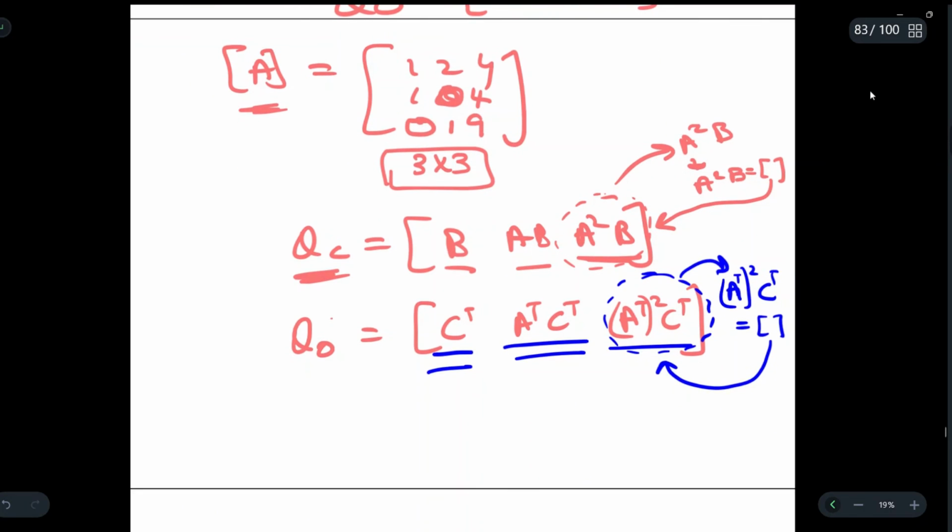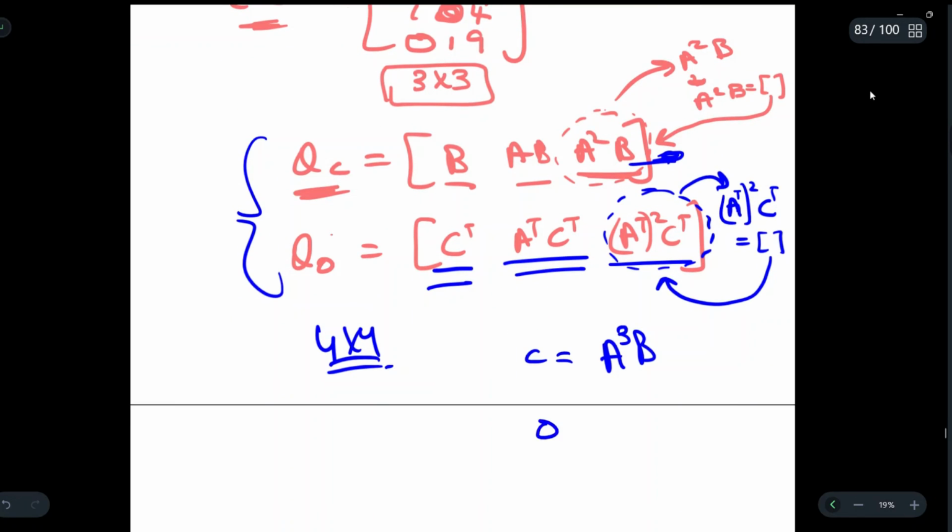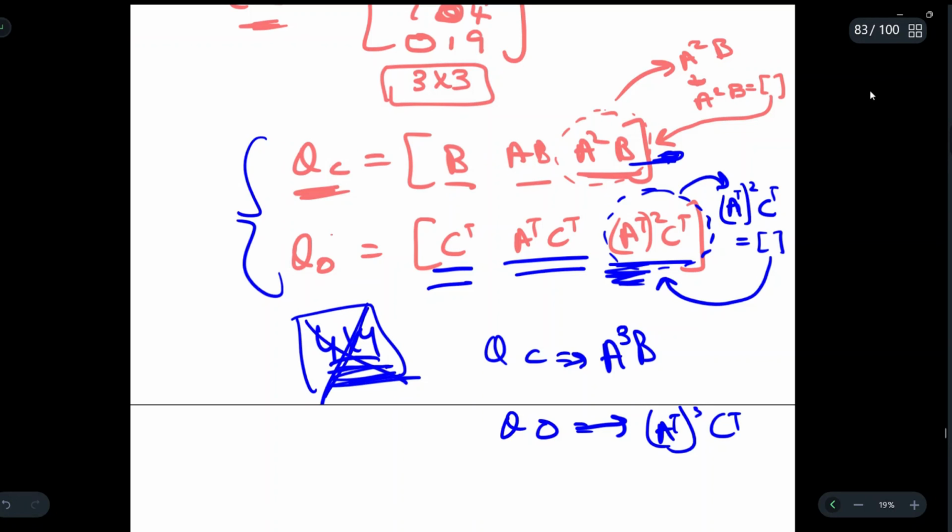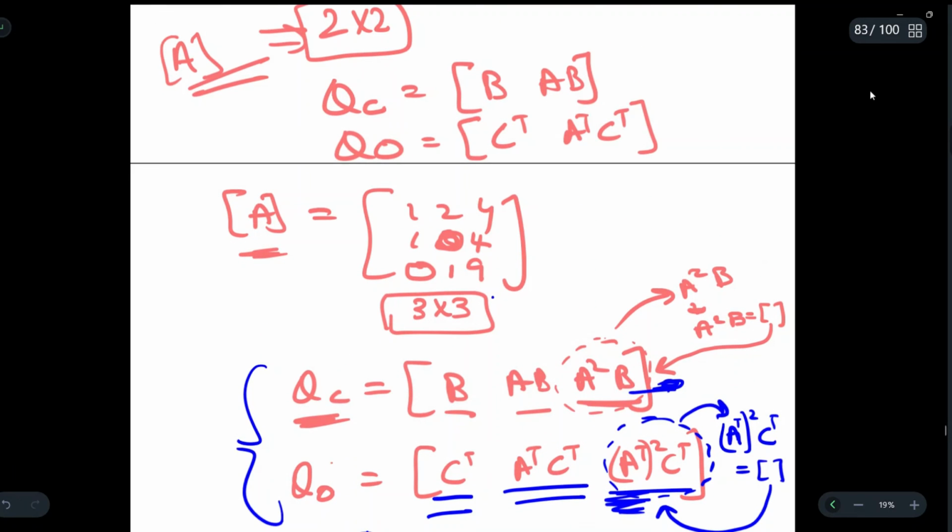So this is the simple concept that you will use. Even if it is a 4 cross 4 matrix, we will simply add a term A cube B at the end, after A square B, for controllability. And for observability, we will add another term after AT square CT, which will be AT cube CT if it is a 4 cross 4 matrix. But a 4 cross 4 matrix will never be asked in the exam. Maximum they will ask you a 3 cross 3 or a 2 cross 2 matrix. So it is a very easy concept; whether it is a 3 cross 3 or a 2 cross 2 matrix, the concept remains the same.